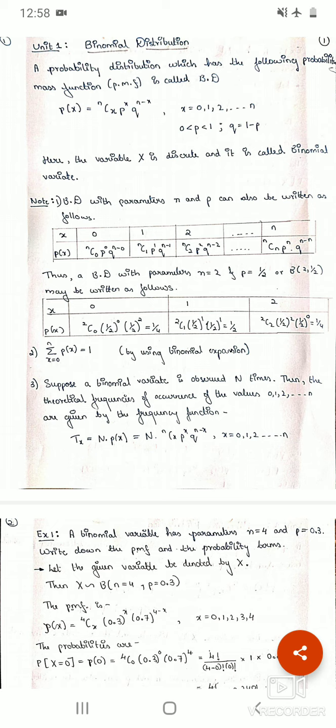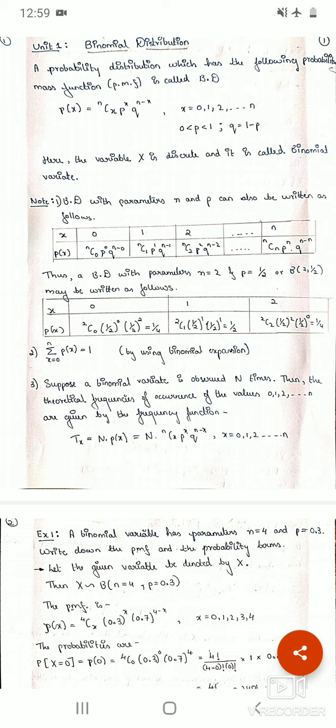I hope you guys remember what I had taught in your previous class. So in the previous class we had discussed binomial distribution, what the PMF is, some important properties and also a few examples of binomial variate. Today we will study the problems. Before that, let me quickly revise the probability mass function of binomial distribution.